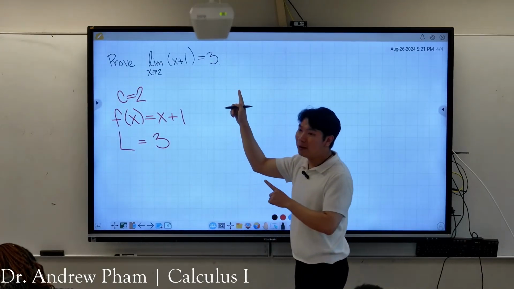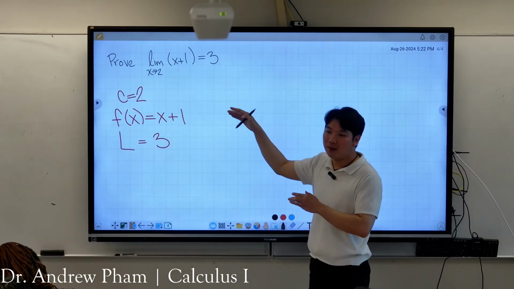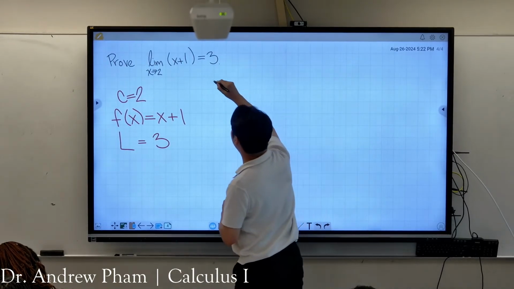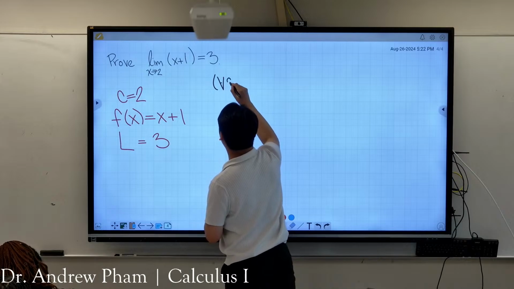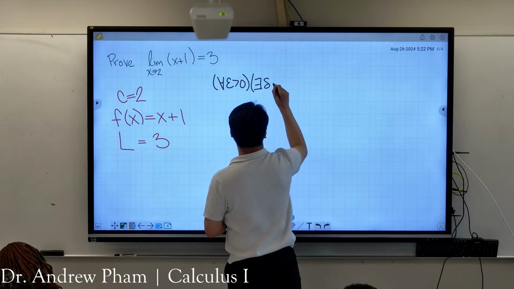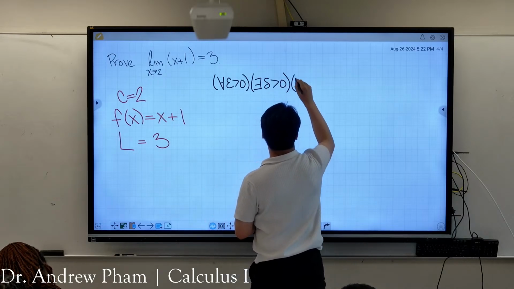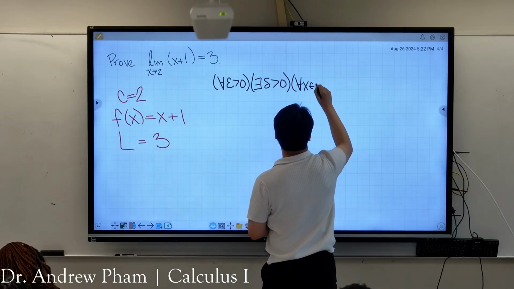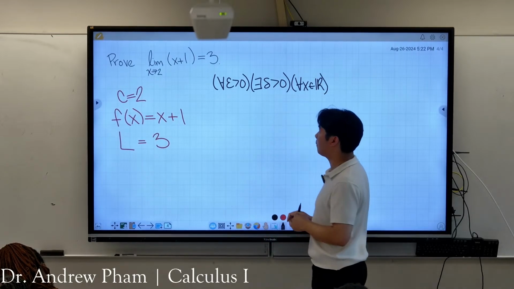So I'm going to start off by writing the general definition and then what this means for us. So again, this says for all epsilon greater than 0, there exists delta greater than 0 for all x being real.